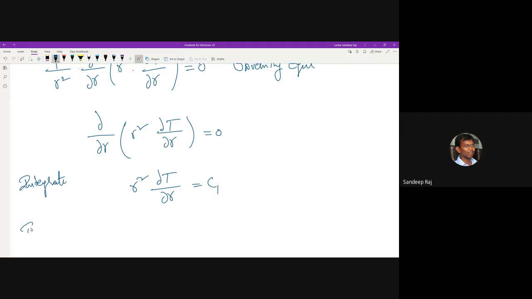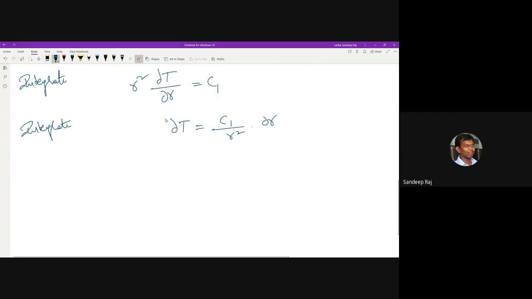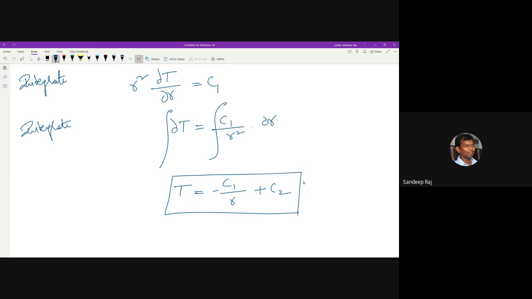I'll integrate it again by taking the variable separable. So what I'll take is dou T is equal to C1 by r square into dou r. Now if I integrate it, T is equal to minus C1 by r, because the integral of 1 by r square is minus 1 by r, plus C2. So this will be your general solution.